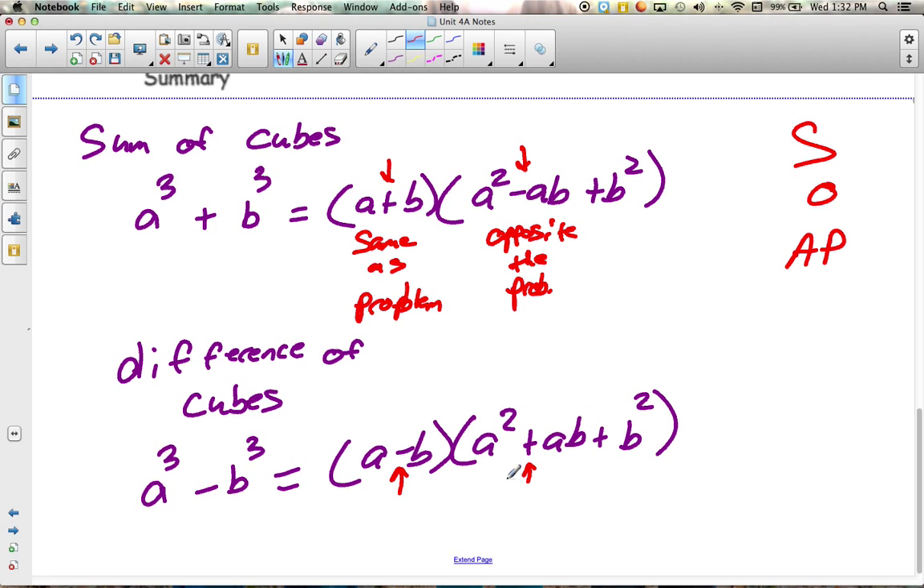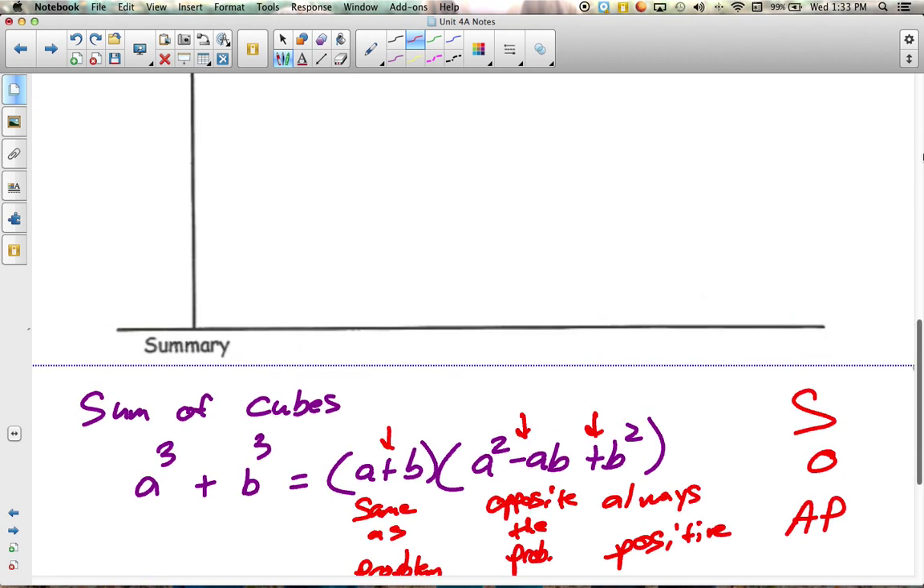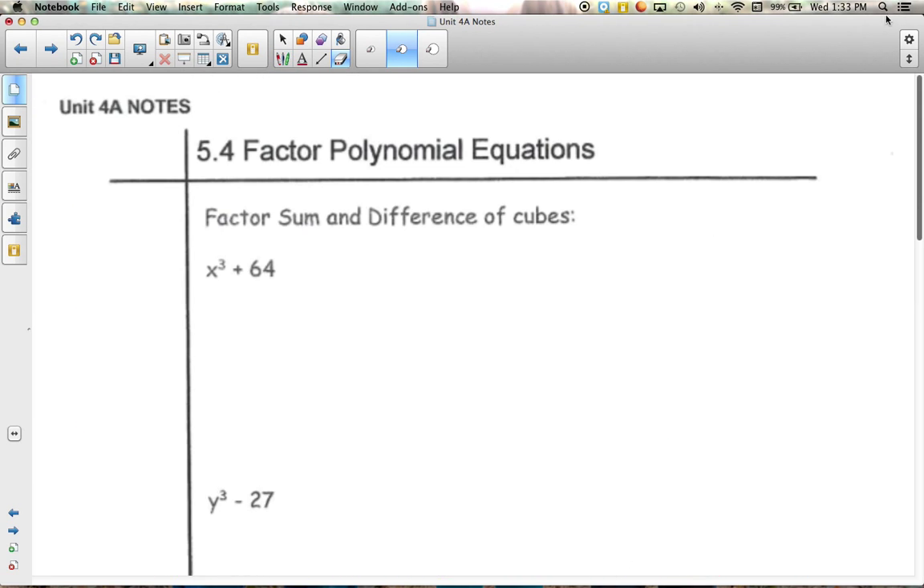All right. And then the AP stands for always positive. So this is always positive for the sum of cubes, and it's always positive for the difference. So one way to help you remember what sign is which is to think of SOAP. All right. Now what we'll do is we'll go back through and we'll do a numerical example with some numbers, and I'm going to show you another way to organize this formula without having to necessarily memorize it.